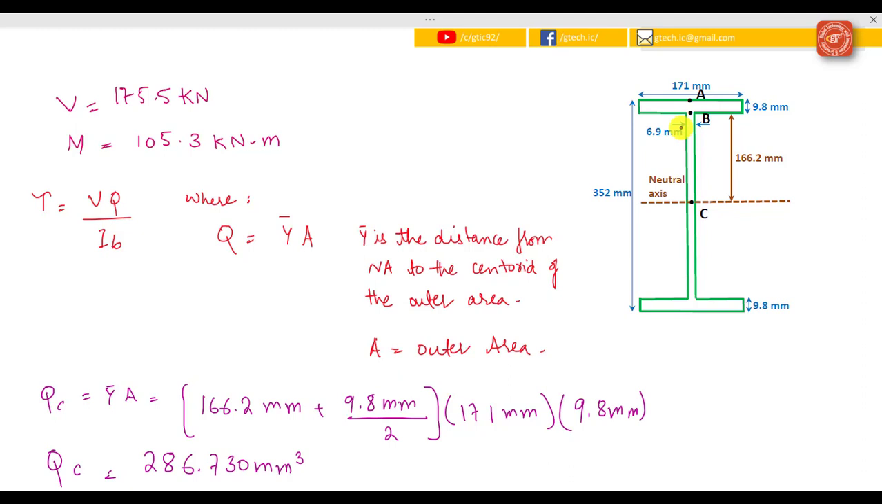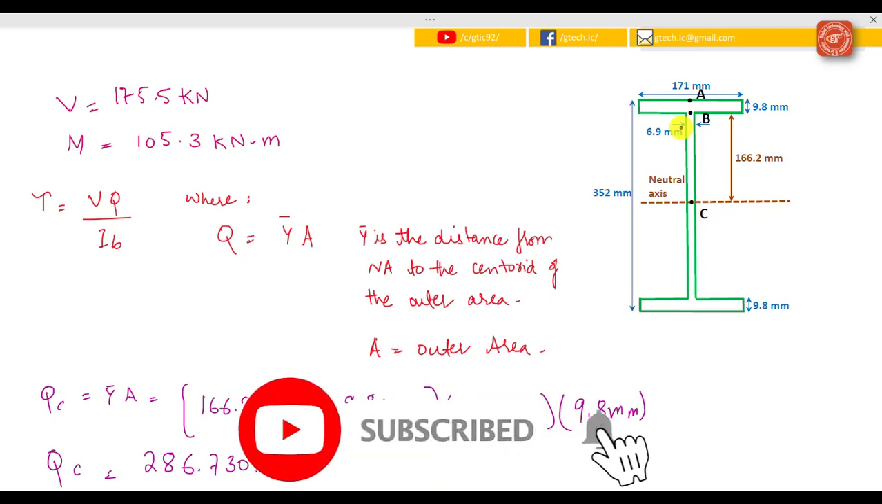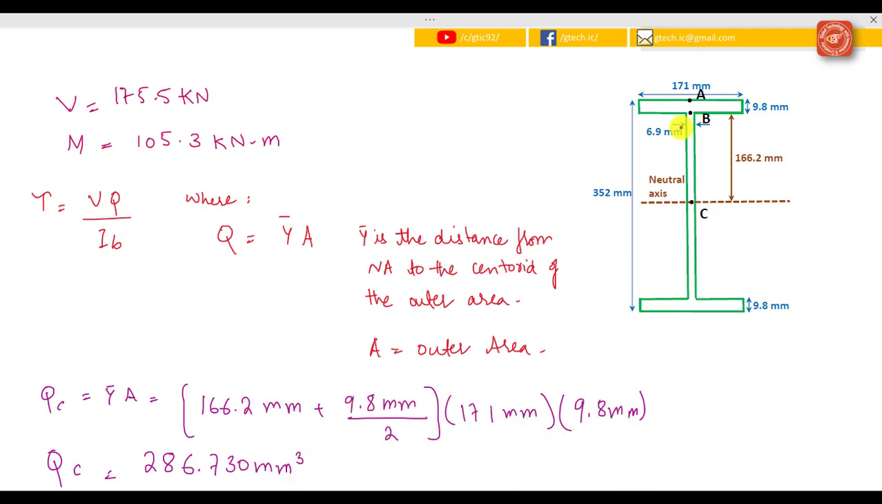So the question becomes, since it's a combination of normal stress and shear stress, where along the beam does the highest combination of bending moment and shear force occur, and what are those values? So now go back to the shear force and bending moment diagram and find the largest combination of shear force and bending moment, and that is 175.5 kilonewton for maximum shear force, and the bending moment at this point is 105.3 kilonewton meter.